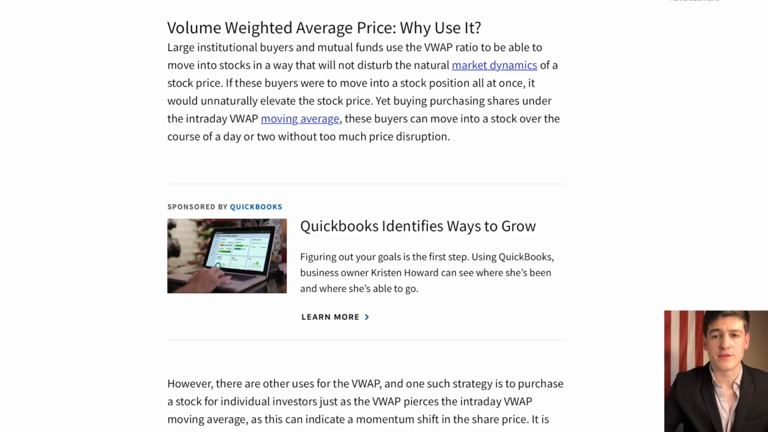So the VWAP is famous for being used by institutional investors and big mutual funds, as well as these computer algorithmic trading platforms. When your Uncle Billy tells you that the stock market is rigged by those at the top, this is who he is referring to.